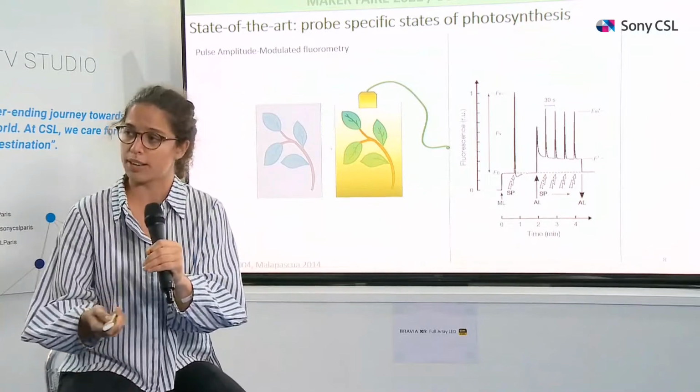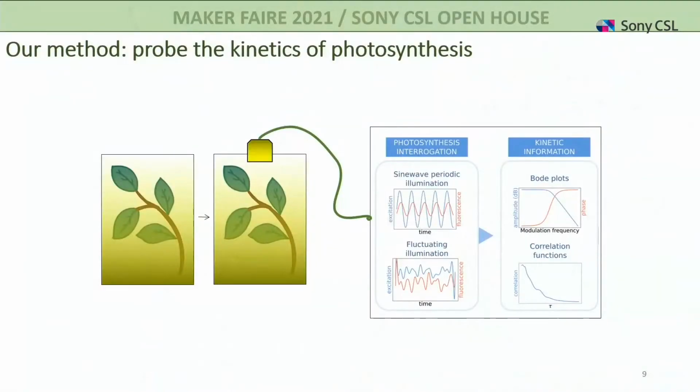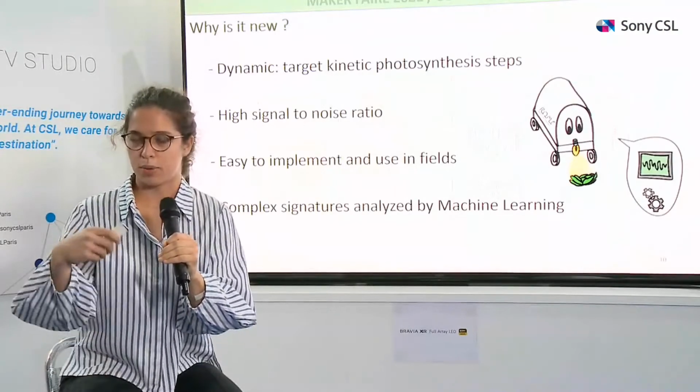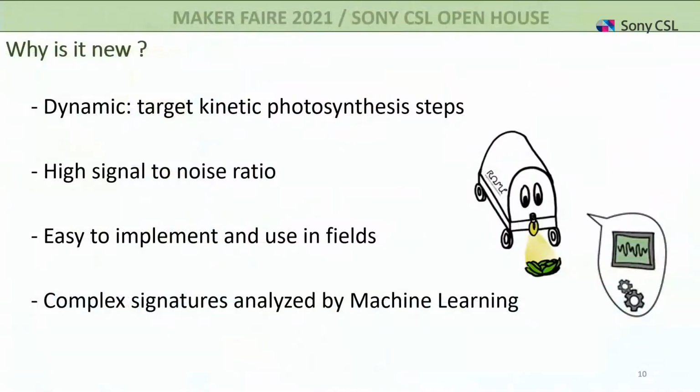But what we want to look at is the dynamic response of the photosynthesis, like when you excite it at different frequencies, how it responds. And what we want to do is probe specific steps of the photosynthetic step to have more understanding of what's happening. So what are the advantages of it? That we're doing a dynamic analysis, so we target specific steps, and also it has a high signal-to-noise ratio due to the frequency analysis method. And it will be easy to implement on fields and can be used outdoors.